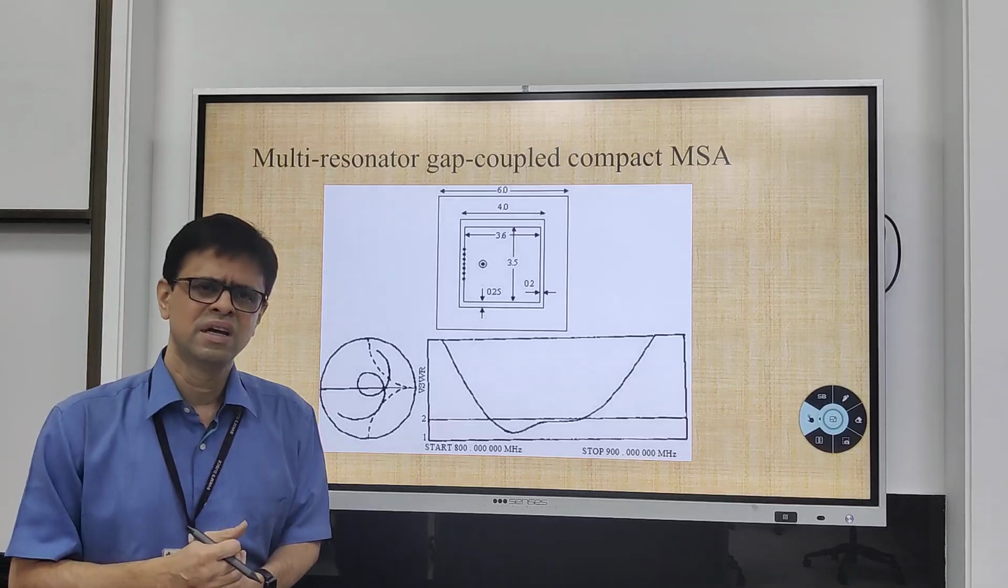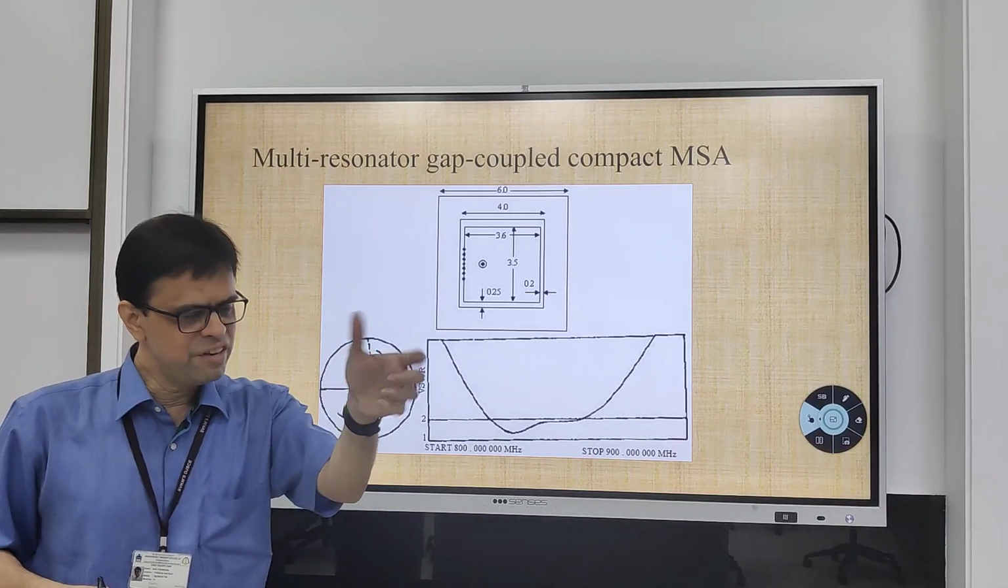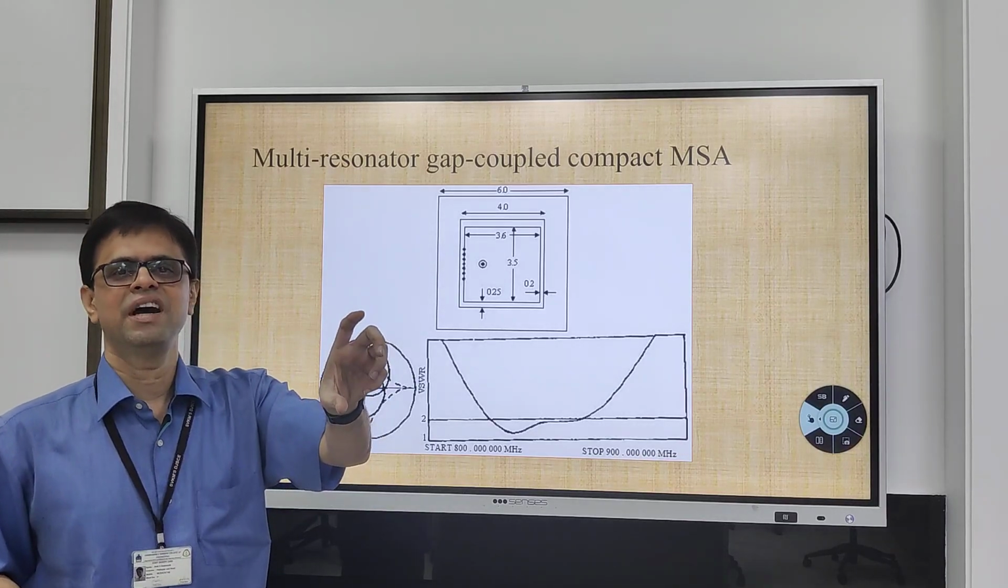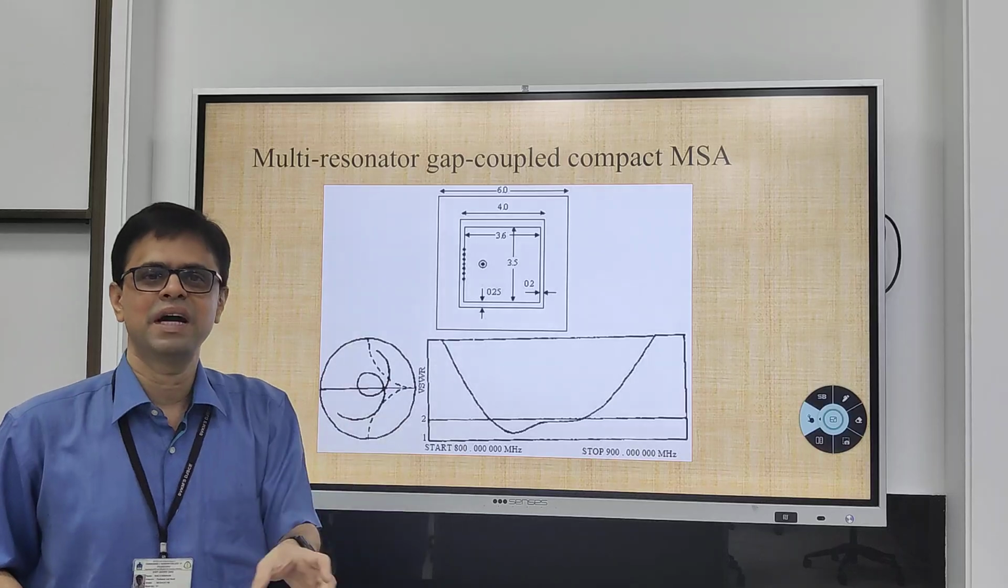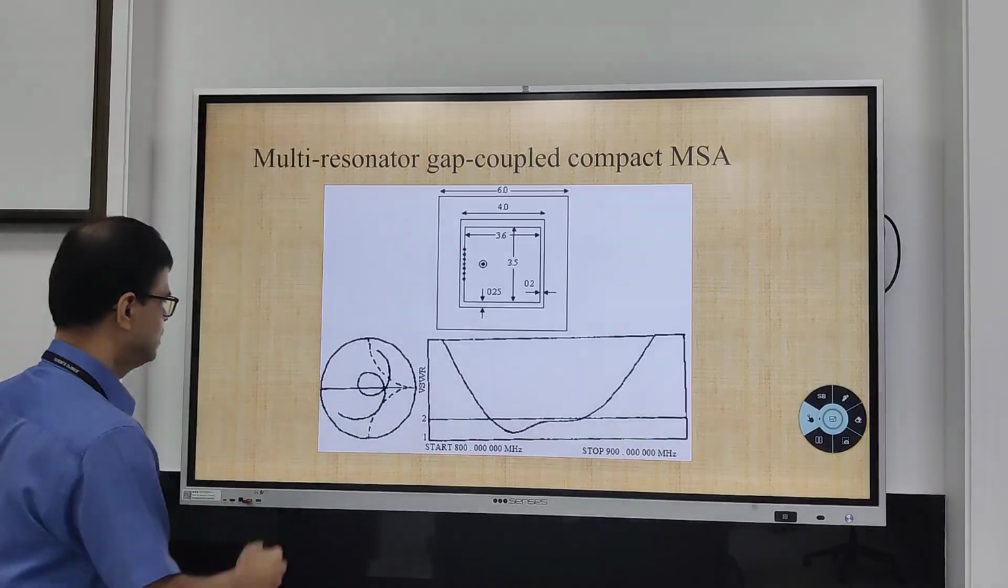In fact, one can look at similar such configurations where you can effectively utilize the patch area or the empty space around the patch area and increase the bandwidth.